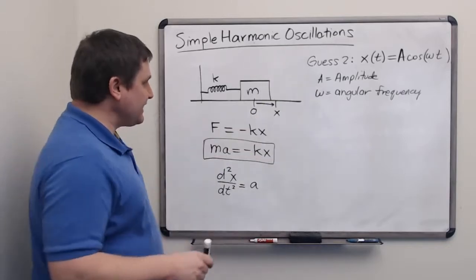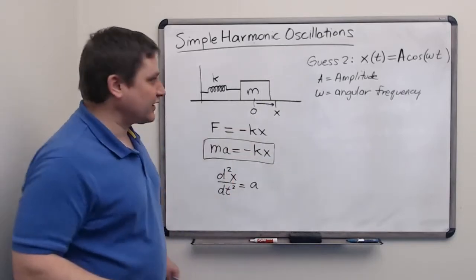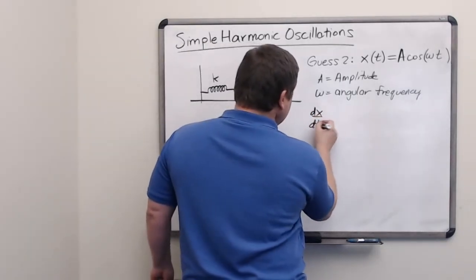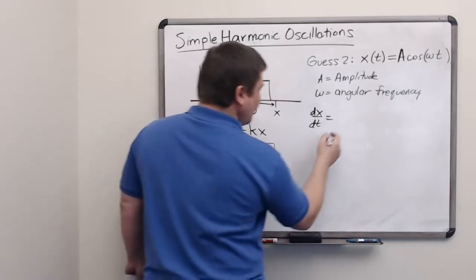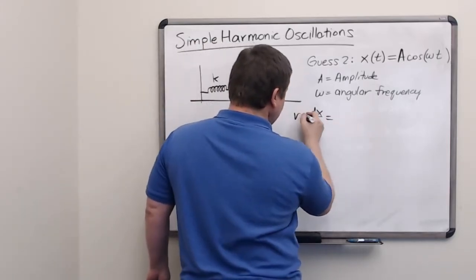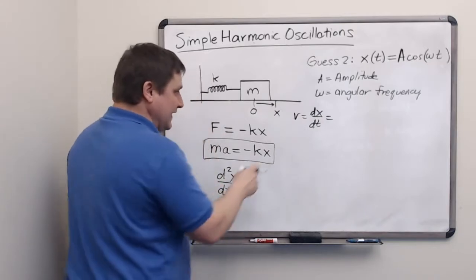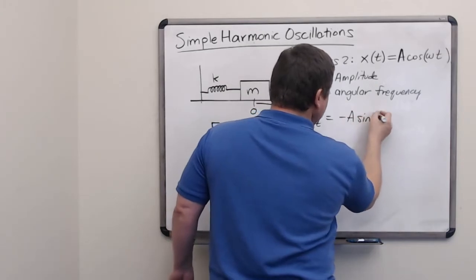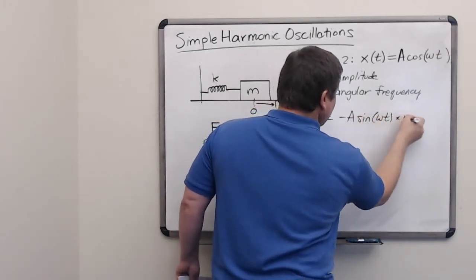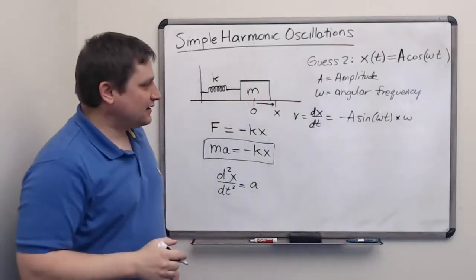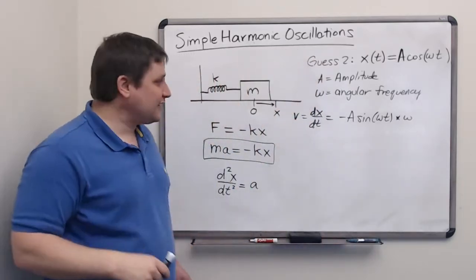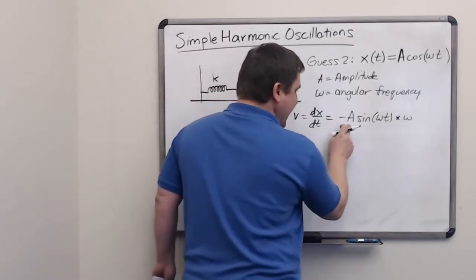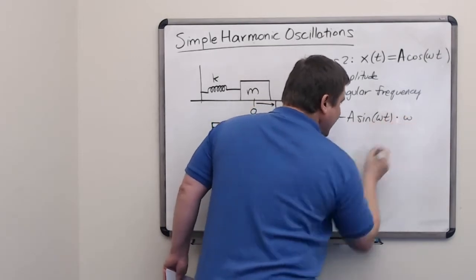So let's take the second guess and plug it into this equation and see if it works out. First, we have to take the derivatives necessary to be able to plug in for the acceleration. So the first derivative, dx/dt, which reminds us that that's the velocity v, will be negative A sine omega t. And then something important happens. Because of the chain rule in derivatives, there's a factor of omega that multiplies the whole expression. So negative A sine omega t times omega.